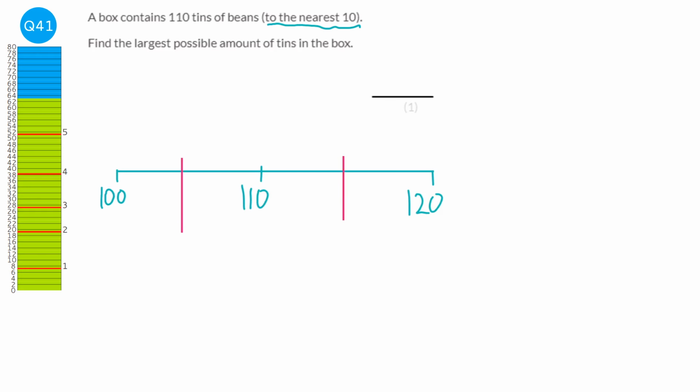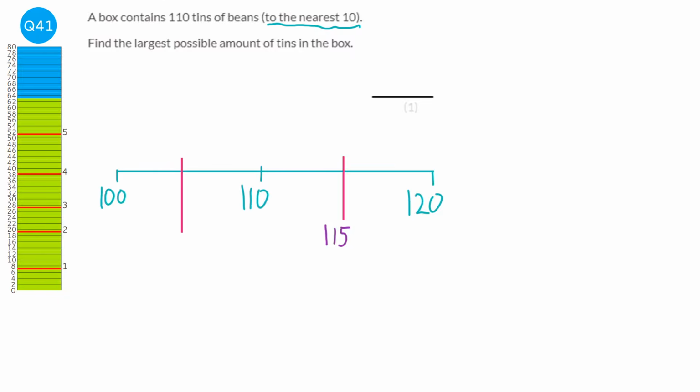So that's the cutoff point. If it goes above that cutoff point, it would have rounded to the next number up. So if the number was here, it would round to 120. If the number is on the cutoff point, which we can see is going to be 115, then we know it would round up.